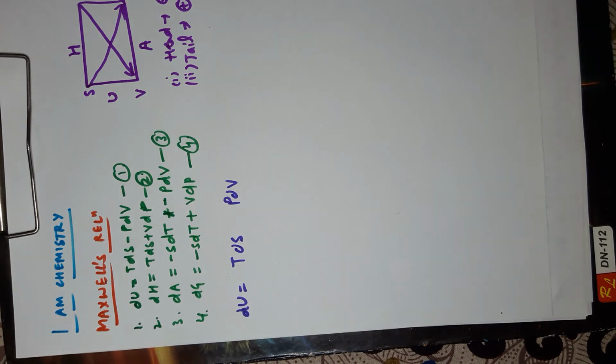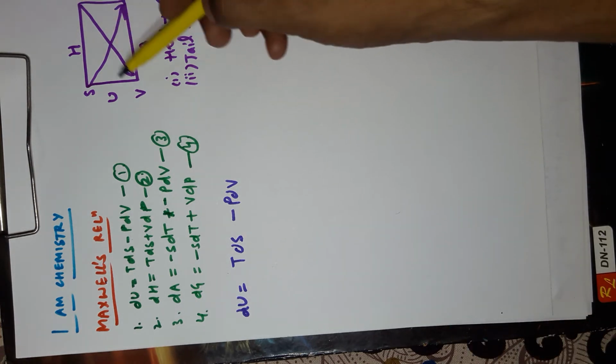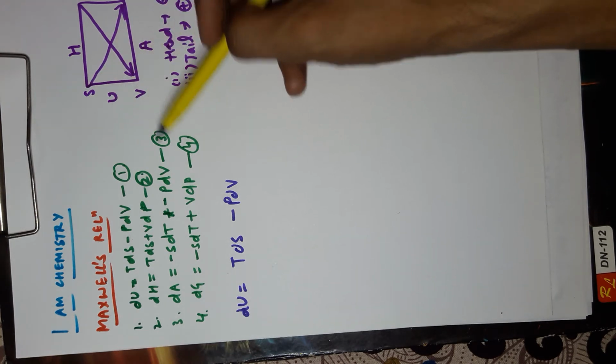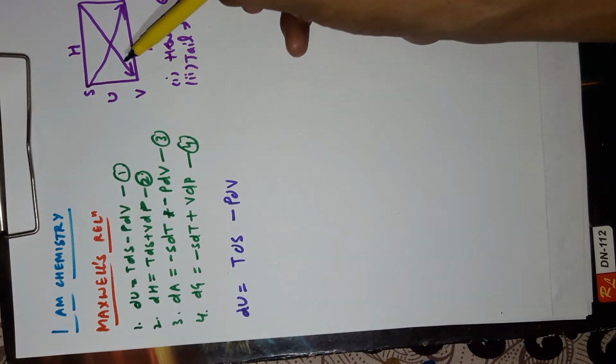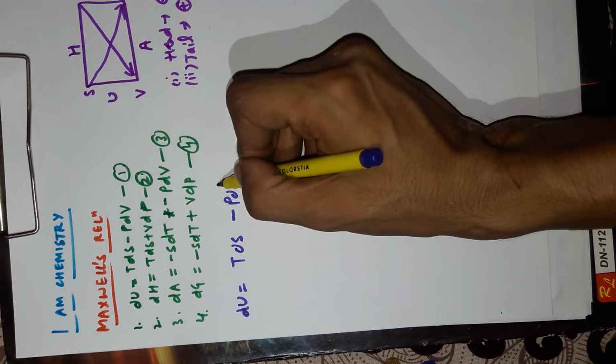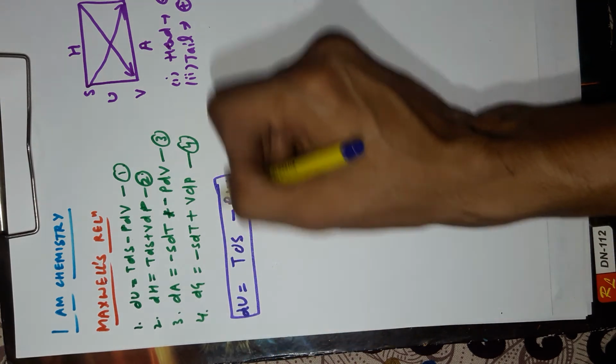As I told you, we have to put minus to the arrow which is coming towards the head. So PdV is negative, and the tail has positive, as we are concerning the internal energy relation. So this is the first relation.